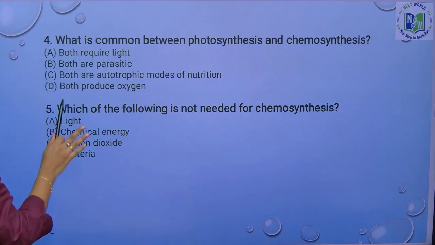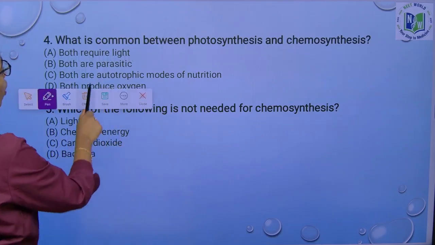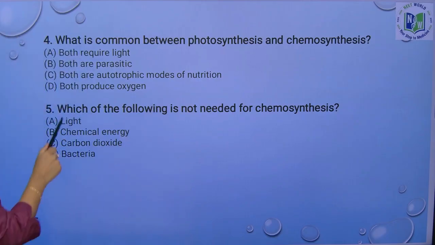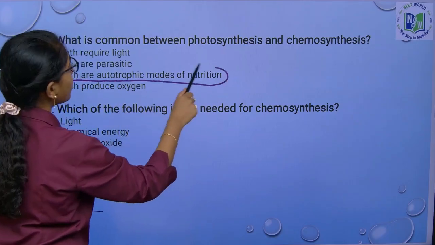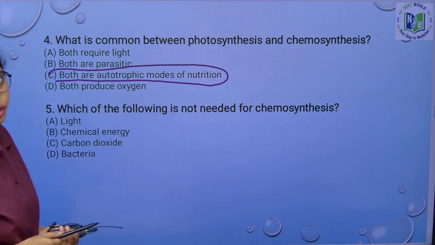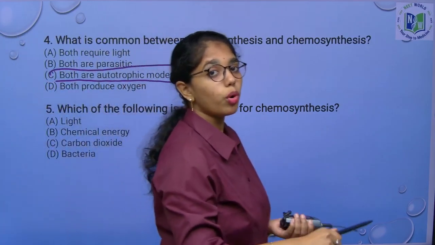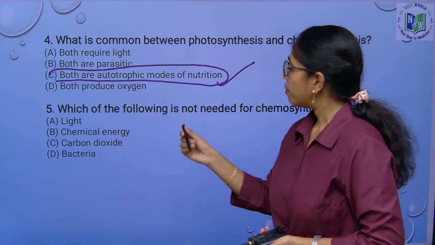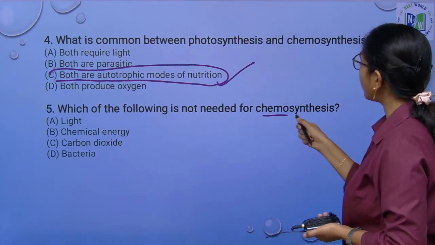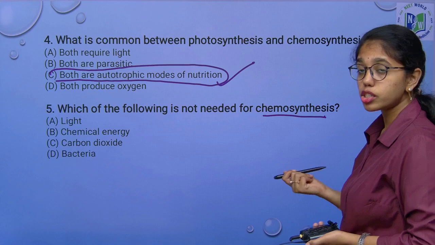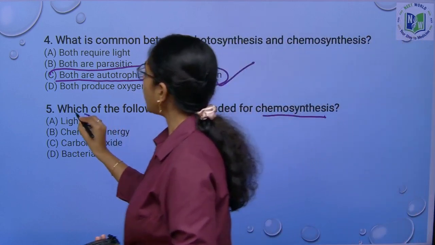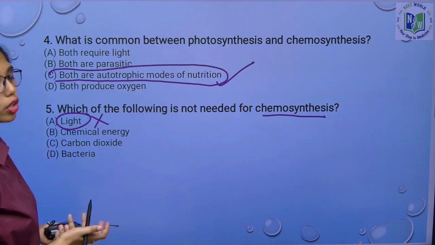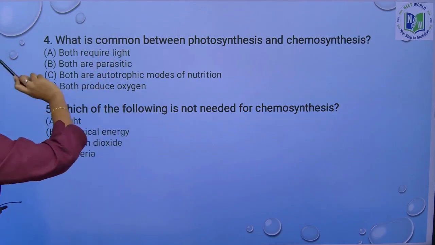Next two questions on this again. What is common between photosynthesis and chemosynthesis? Both of them are autotrophic modes of nutrition. Which of the following is not needed for chemosynthesis? Light. Light is not required for chemosynthesis. This is required for photoautotrophic nutrition or photosynthesis.